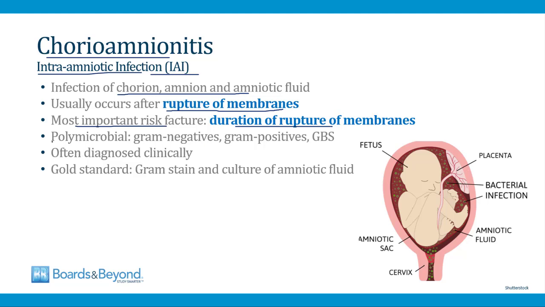Usually chorioamnionitis is polymicrobial. It involves gram-negatives, gram-positives, and also Group B strep like we just talked about. It's usually diagnosed clinically. We'll talk about this in a second, but the gold standard is a gram stain and culture of the amniotic fluid showing the presence of bacteria.